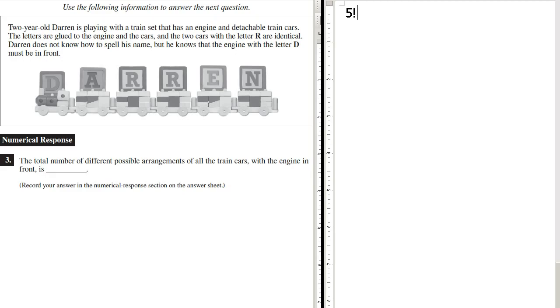And we know that 2 of the letters are the same. So whether we have the first R before the second R or the second R before the first R, when we switch them around, it's the same combination. So we don't need to duplicate that, so we have to take that into account. We divide by 2 factorial, since there are 2 that are identical. Punch that into the calculator and you'll get 120 divided by 2, which is 60.